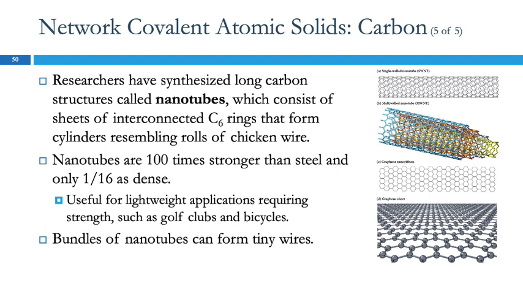Those nanotubes are 100 times stronger than steel and only 1/16 as dense. And so they're really useful in applications where you want something that's very strong but also very light. So golf clubs and bicycles will often say, well, it has a graphite frame. Why do I want a bike with pencil lead for a frame? That's not a good idea. Well, it's not pencil lead. It's really graphene in nanotubes. It's really cool. You can also use these nanotubes as really, really tiny wires because they conduct electricity.